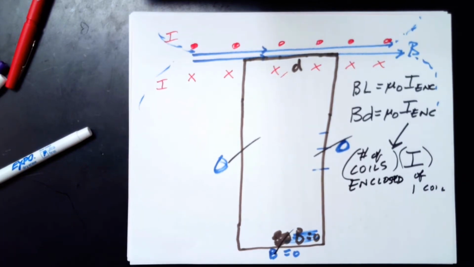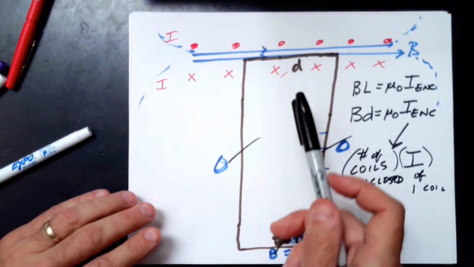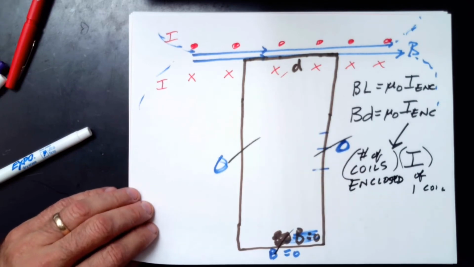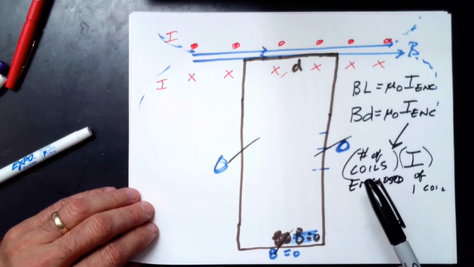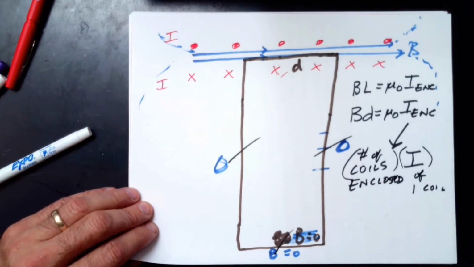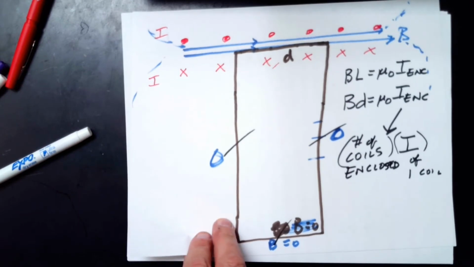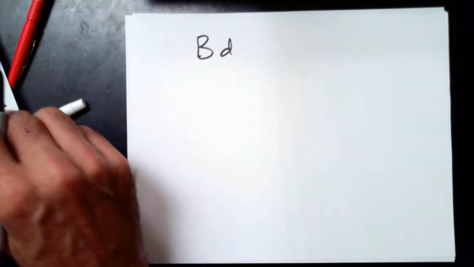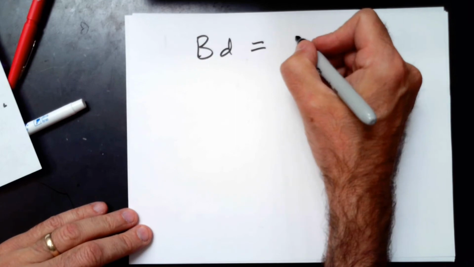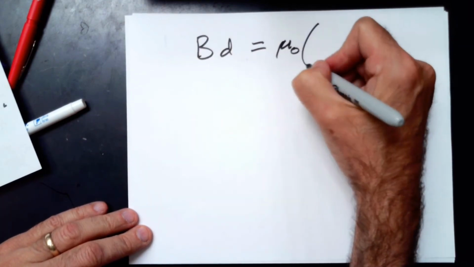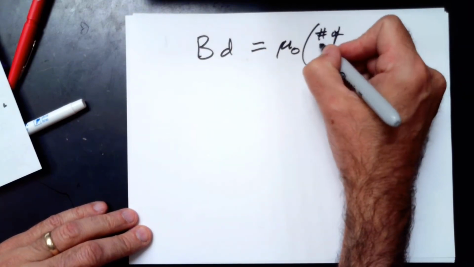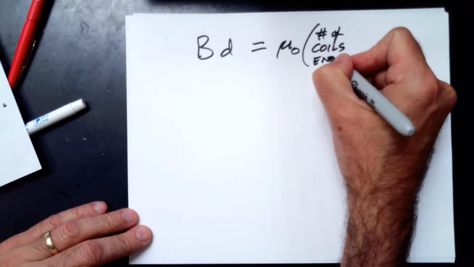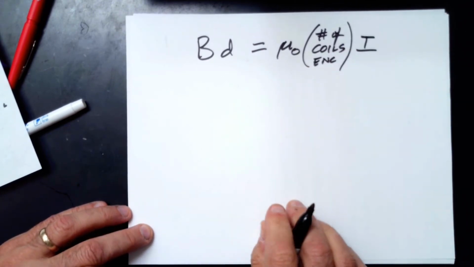And this is going to lead to something useful. Right now it seems like a lot of arbitrary things. Here I happen to enclose 2, but it's going to lead to something useful. So the current enclosed will be how many coils you've enclosed times the current in the wire. All right, so let's write this down and turn it into something useful. Okay, so B times D, that length that I took out of the middle there, equals mu 0 times the number of coils enclosed times the current of one coil I.